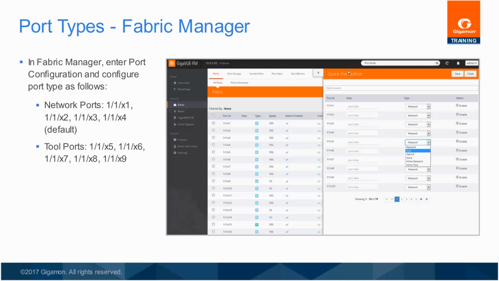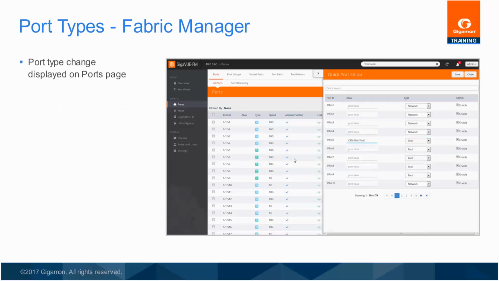To change a port's behavior, first select Tool from the Type drop-down menu. To change the port type for multiple ports with a single click, change the port type to Tool on ports X5 through X9 and then click Save at the top right to save this configuration. Click Close to return to the Main Ports panel. After all 5 ports have been changed from network ingress to tool egress, there will be a row of 5 green T icons for ports 5 to 9.